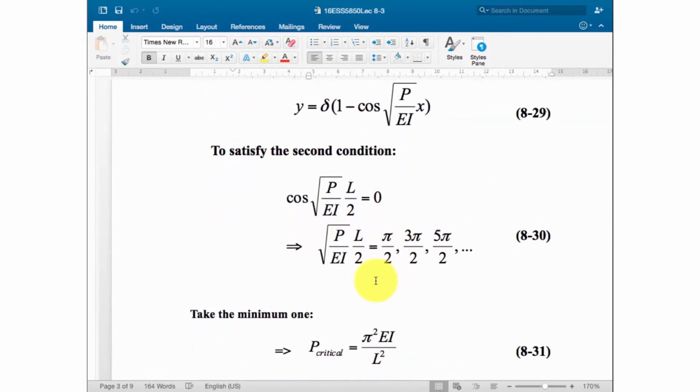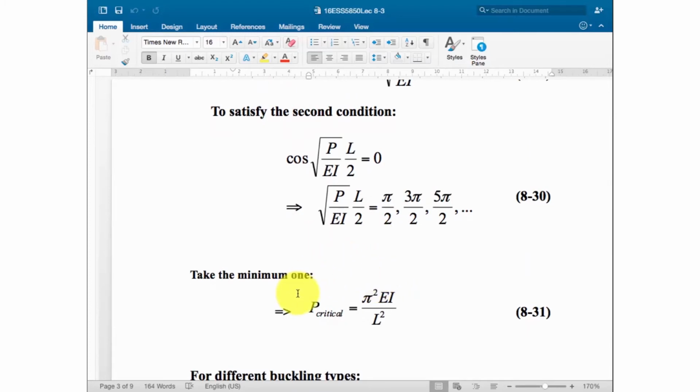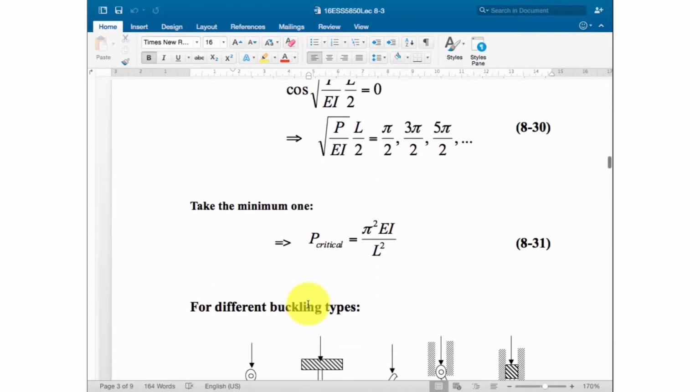pi over 2, this case. So we find the important equation, the pre-critical. The critical force you apply onto the beam to buckle it will be equal to this equation. The critical force will depend on several things. The first one is the Young's modulus. The Young's modulus means the rigidity of the beam. So if the beam is not rigid enough, with a small Young's modulus, the critical force can be small. With a small force, the beam can buckle easily.